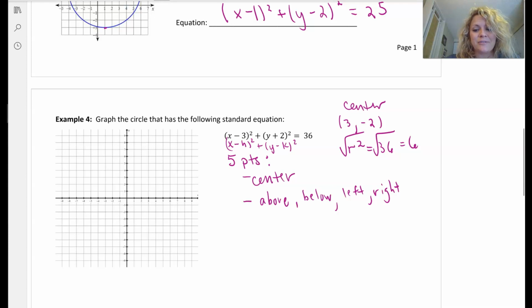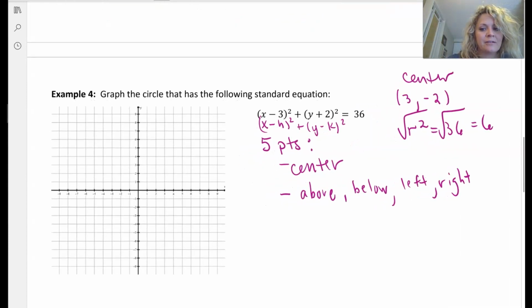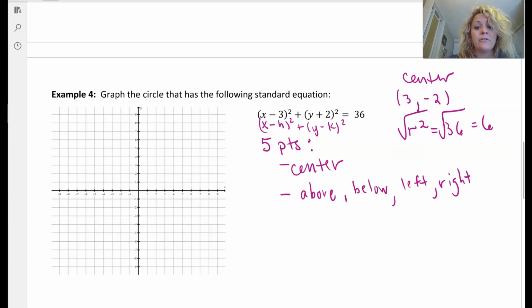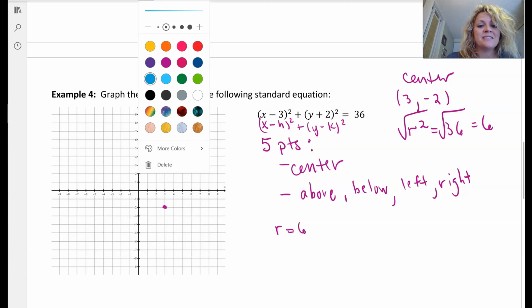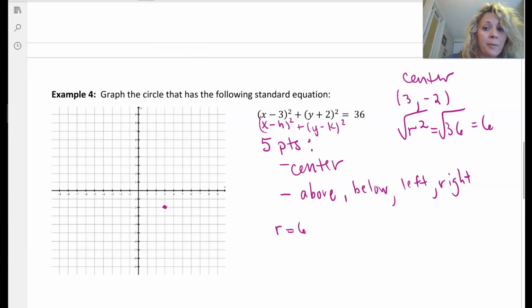All right, so let's graph the center first. I'm going to go on the graph out to the point 3, negative 2. So right there, that's the center of the circle. And then I'm going to use the radius of 6. I'm going to graph the points that are above, below, to the left, and to the right of that. So from here, if I just go up 6 units, 1, 2, 3, 4, 5, 6. I can also go below, 1, 2, 3, 4, 5, 6. To the left, 1, 2, 3, 4, 5, 6. And to the right, 1, 2, 3, 4, 5, 6.